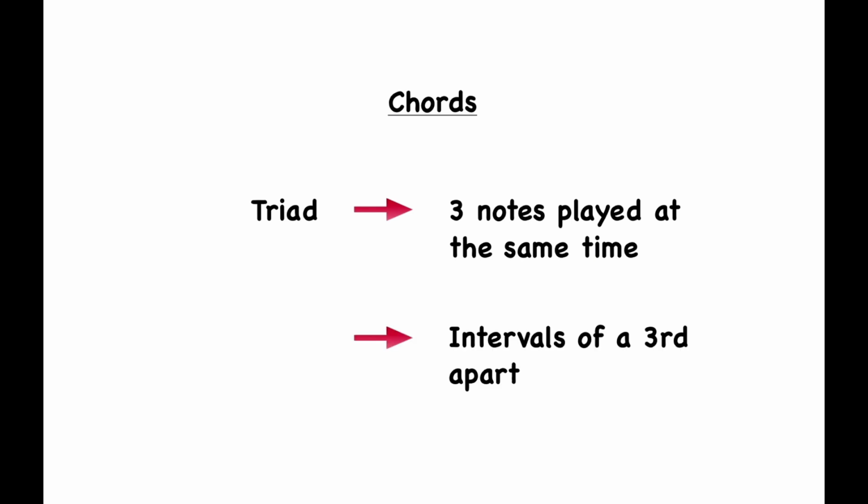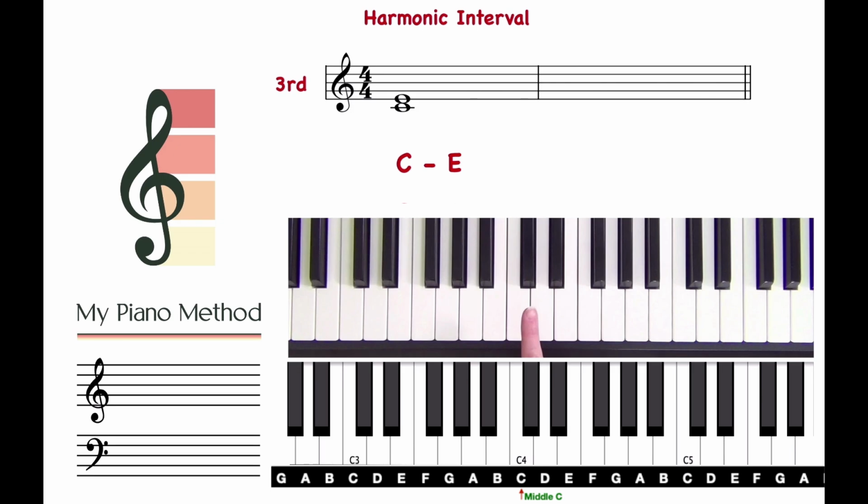And these 3 notes are an interval of a third apart from each other, which is really handy because we've just learned what an interval of a third is. So if we take an interval of a third from C, as we know, it's C to E, and it's really recognisable because on the stave it's just 1 note stacked directly on top of another one. So to create a triad chord, all we have to do is add in a third note, and we do this by adding another interval of a third.